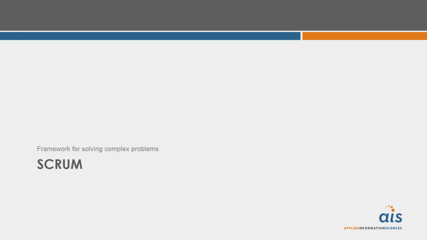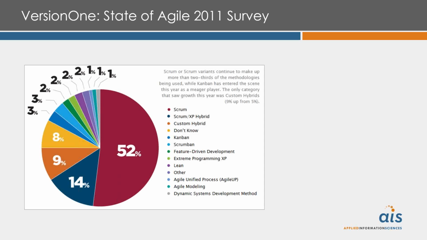Let's take a look at what Scrum is. And Scrum is actually what we would call a framework, not necessarily a methodology. It doesn't give you answers or procedures to follow in order to deliver software. Now, there's an organization called Version 1. They provide a number of different tools for software development, but they also provide once a year this State of Agile survey, or the results from their State of Agile survey.